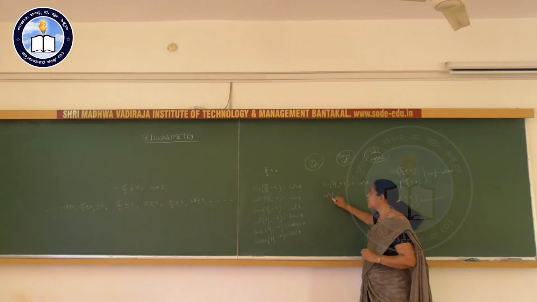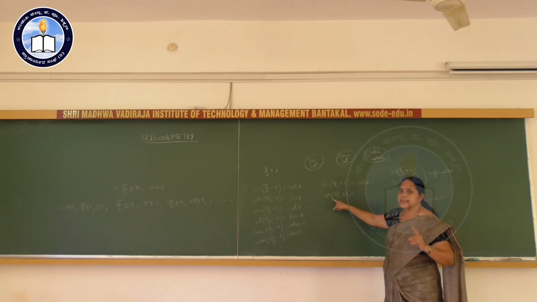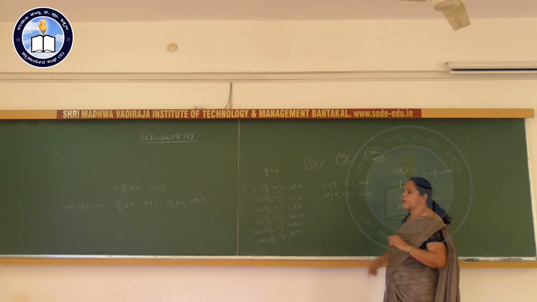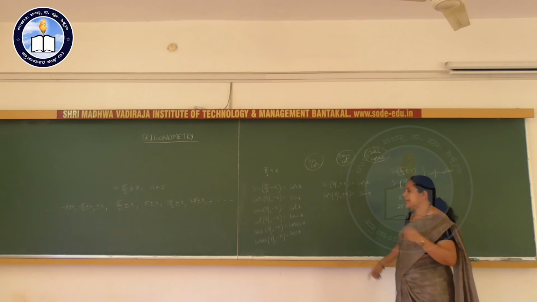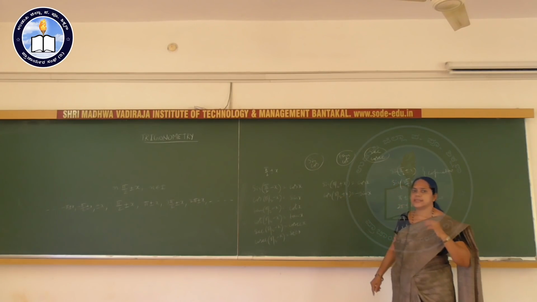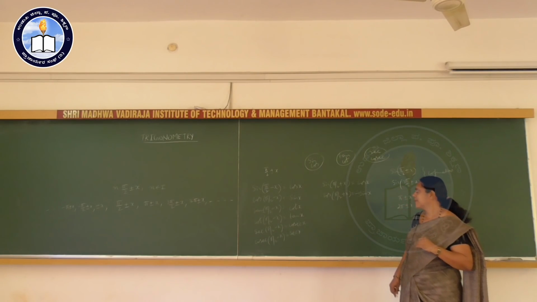But what is cos of pi by 2 plus x? Since it's pi by 2, first write the co-function of cos, that is sine. Again, it's in the second quadrant. In the second quadrant, cos is negative. Therefore, it is minus sin x.